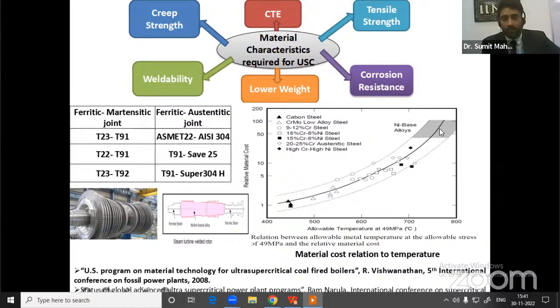The nickel based alloys are called superalloys, which can withstand temperatures up to 800 degrees centigrade. But on the other hand, they are 10 times costlier than carbon steel. So we need to select the material according to the operating temperature, and the cost, corrosion resistance and other properties can be optimized.